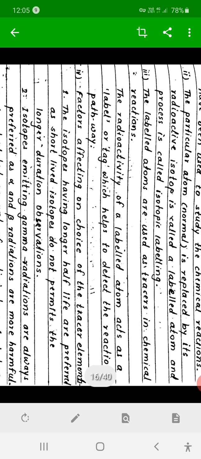If we consider normal atoms, and we replace a normal atom in some molecule by its radioactive isotope, this is known as radioactive labeling. The atom replaced is known as the labeled atom, and the process is known as isotopic labeling.